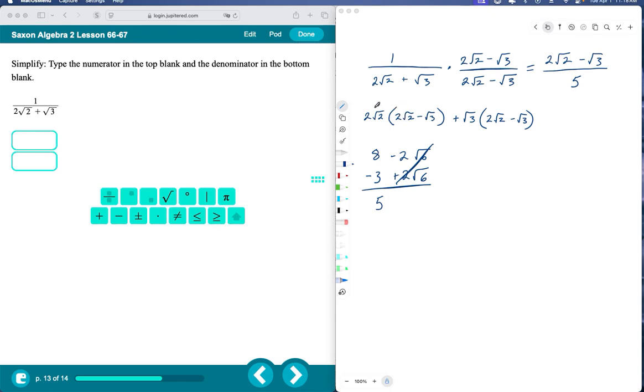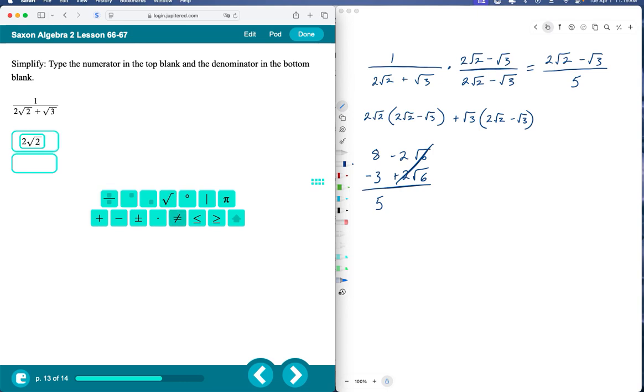And then you would get 2 times square root of 2 times the negative square root of 3 gives you a -2 times square root of 6. This would give you the opposite, or a positive 2 times square root of 6. And then square root of 3 times negative square root of 3 would be a -3. 8 minus 3 is 5. These two cancel out. So let's type that in, make sure we're right. 2 square root of 2 minus square root of 3 over 5. And we're right. Last one, yay!